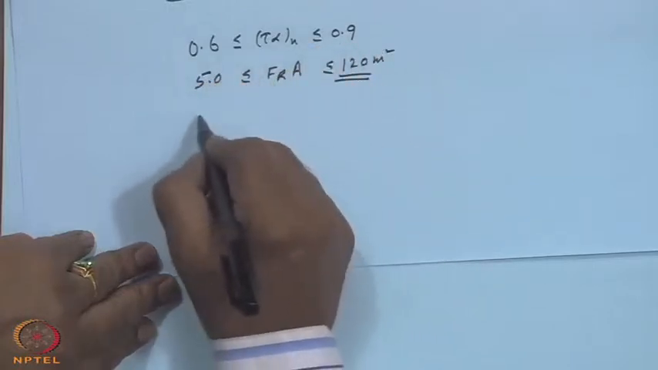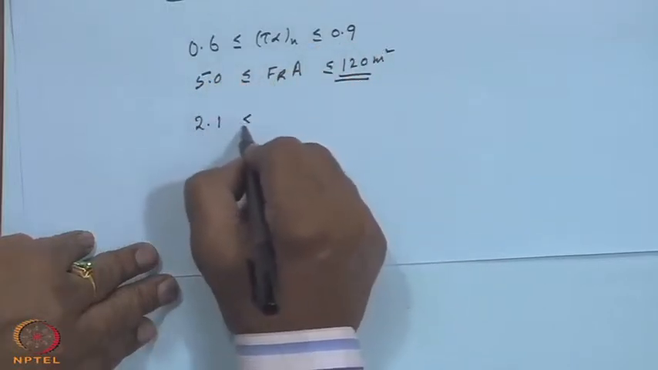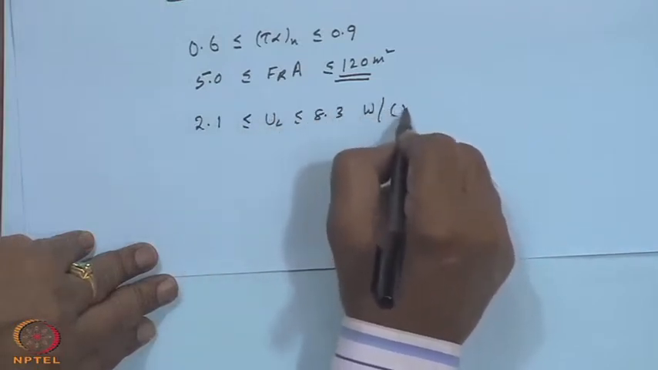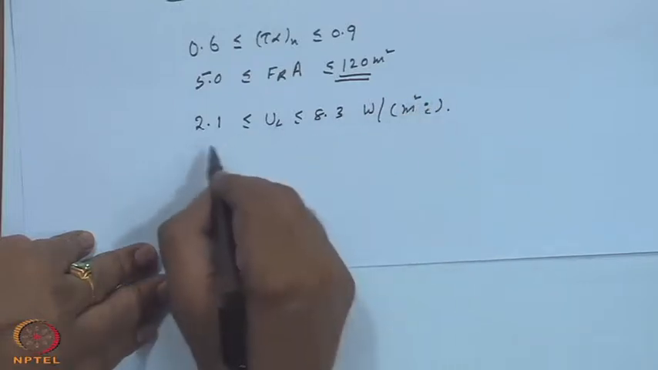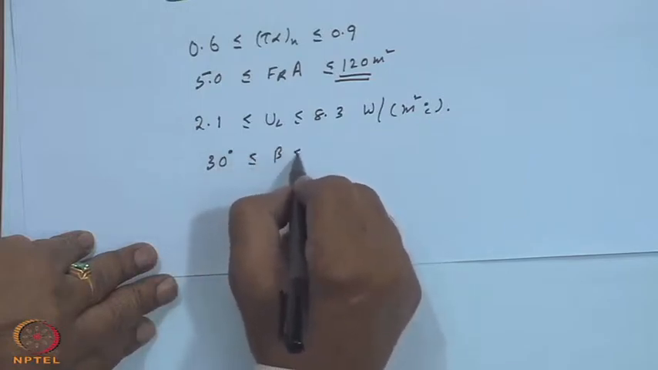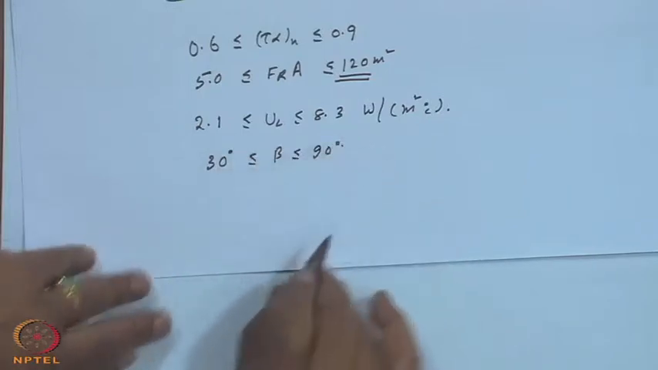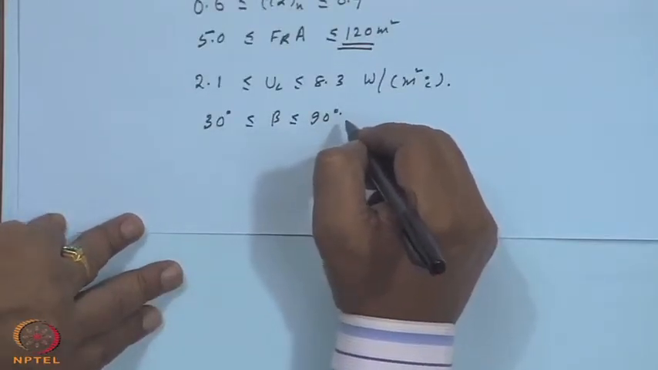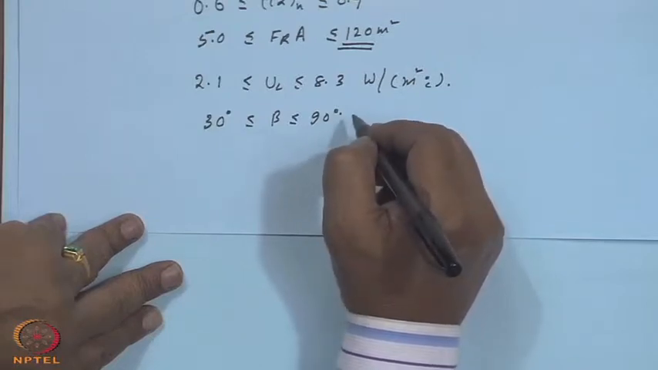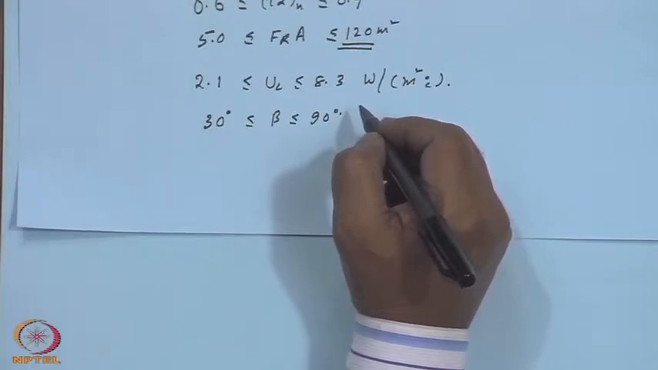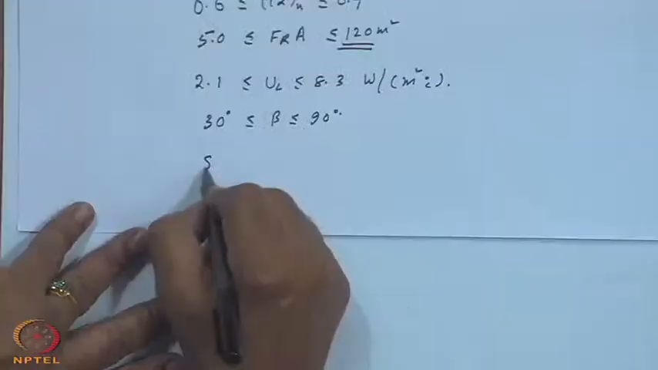And UL can vary from 2.1 to 8.3 watts per meter square degree C, and slope between 30 degrees less than or equal to beta less than or equal to 90 degrees. So, this seems to be a little limitation. If you apply it for a tropical climate, let us say something like southern India, your latitudes will be lower than 30; in fact, most of India is less than 30 degrees. So, this beta may be a limitation, and this will come again.